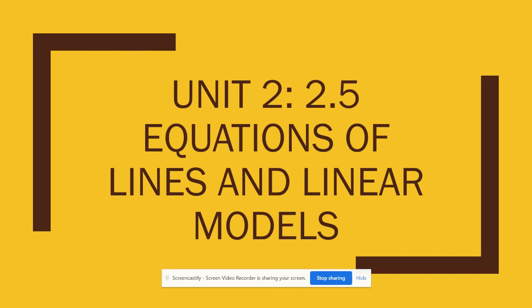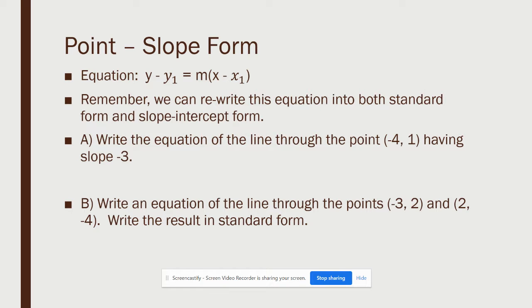Welcome back, everybody. Today we're going to talk about equations of lines and linear models. Revisiting again point-slope form. The equation for that was y minus y1 is equal to m times x minus x1. And remember, we're only changing the y1, the m, and the x1.